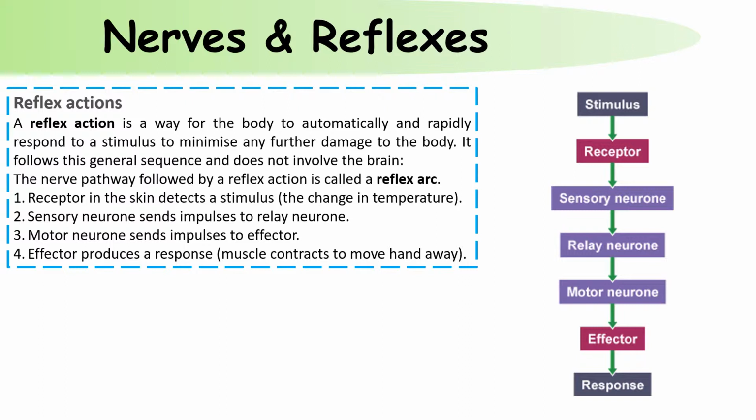The general path for a reflex is a receptor. So, for instance, a receptor in the skin which detects a stimulus. This sends a nerve impulse down a sensory neuron. The sensory neuron passes its nerve impulse to the central nervous system, which is the spinal cord. The nerve impulse then goes down a motor neuron and sends an impulse to an effector, and the effector produces a response.